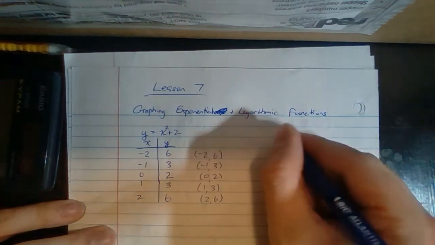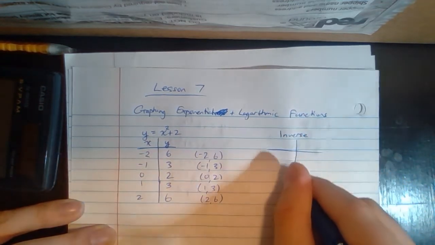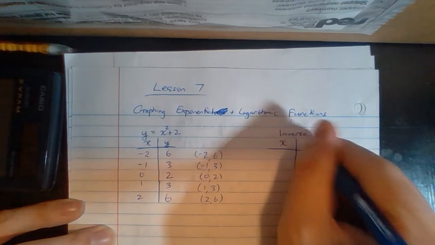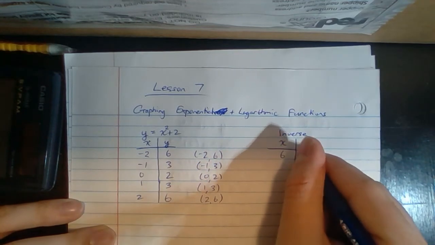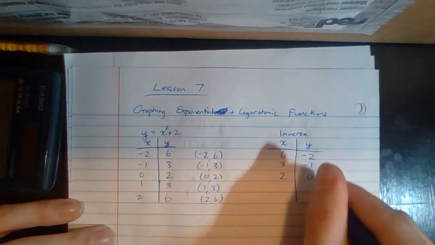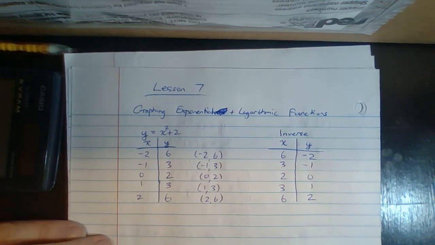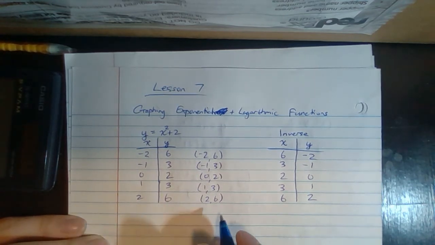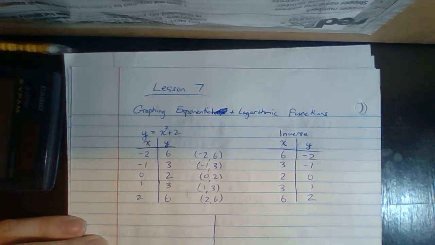And if we're going to look at the inverse function, that means we're switching our x's and our y's. So before we had negative 2, 6, now we're going to have 6, negative 2, 3, negative 1, 2, 0, 3, 1, 6, 2. And we're going to plot this and see what does this look like. That should be good.